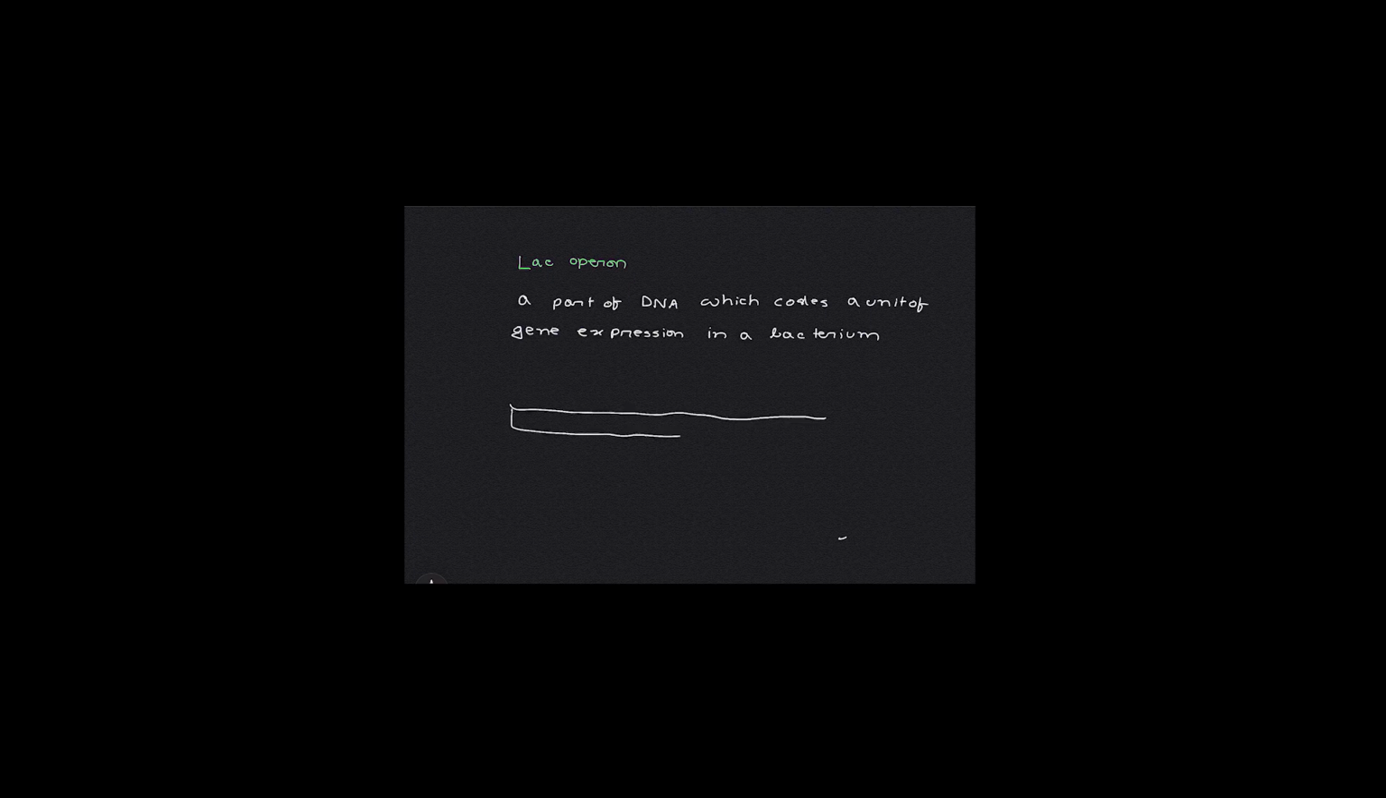Today is the Lac Operon. Now, Lac Operon is a part of DNA which codes for a unit of gene expression in a bacterium. So let this be our part of DNA, that is the Lac Operon.